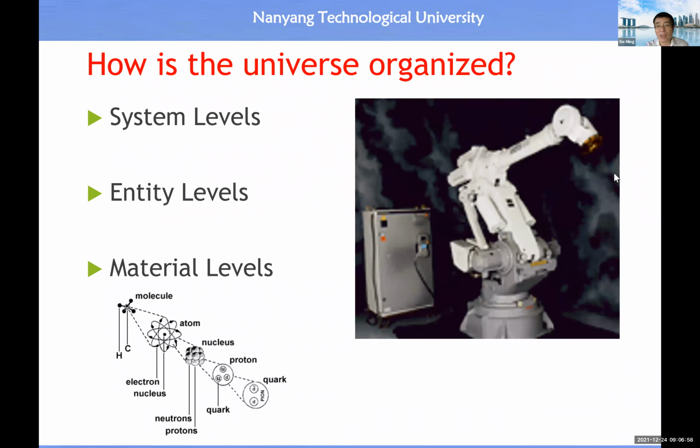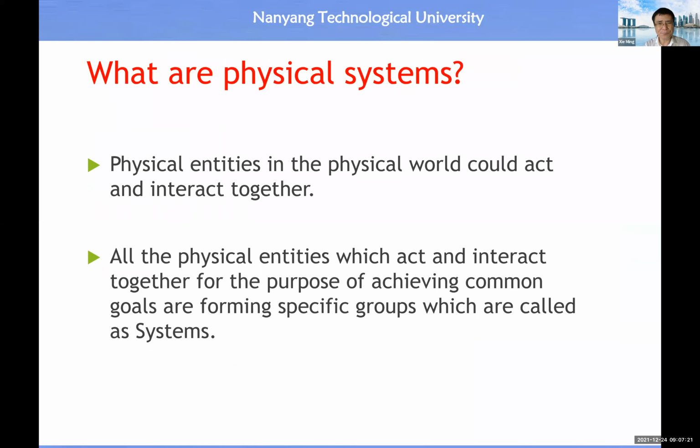For example, here we have a robotic system, and here you have a robotic arm plus a controller plus the base to support the robotic arm. And eventually, we may attach a tool at the end of the robotic arm. So all these entities will form a robotic system.